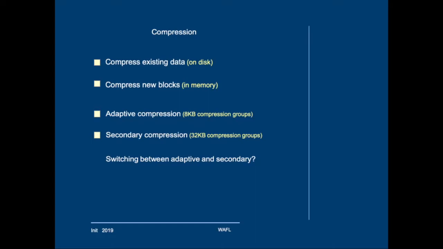There is an important note about this. You cannot enable both adaptive and secondary at the same time. And if you want to change from adaptive to secondary, or the other way around, you will first have to undo all compression that has been done so far and start all over again.